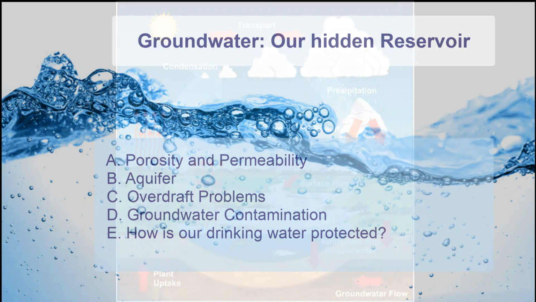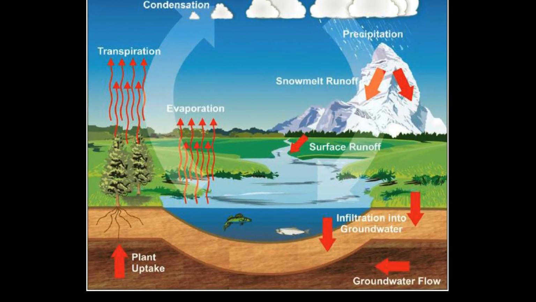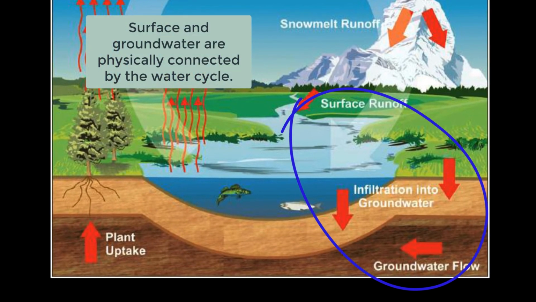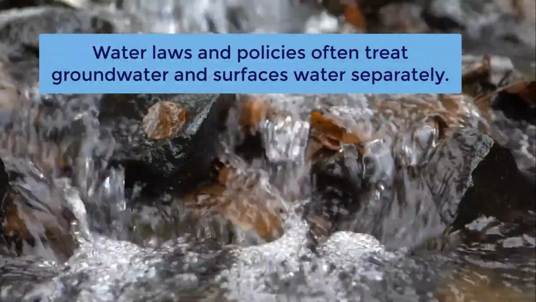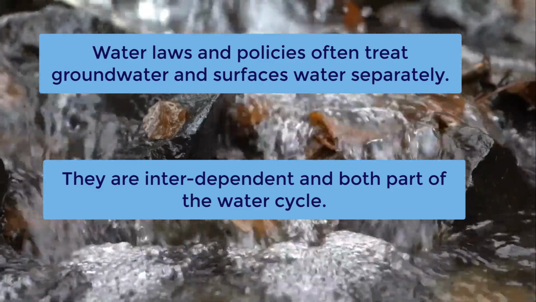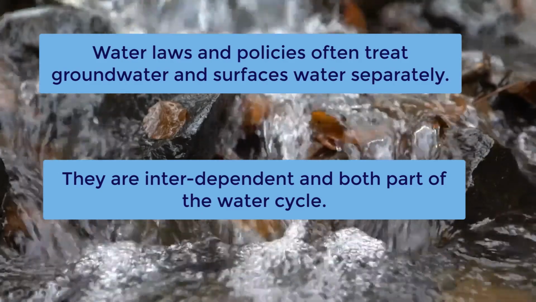Now, groundwater and surface water are essentially one resource. They're physically connected by the hydrologic cycle, in which water evaporates, forms clouds, falls down to the Earth's surface as rain or snow, and then some of this precipitation seeps into the ground, moving slowly into an underground aquifer, eventually becoming groundwater. So water laws and water policies often consider groundwater and surface water as separate resources, but they are really functionally interdependent and part of one cycle.